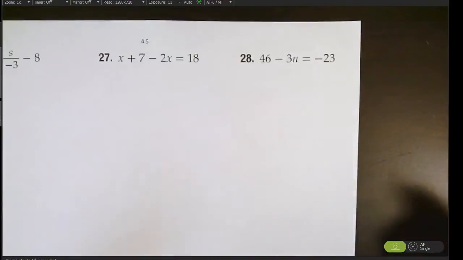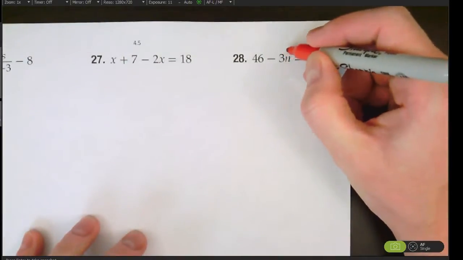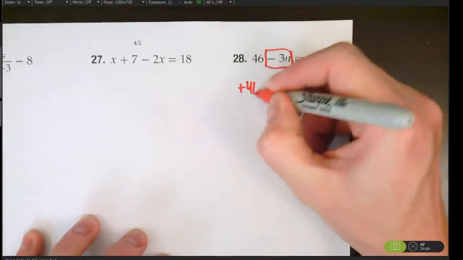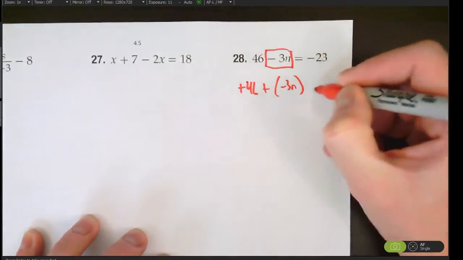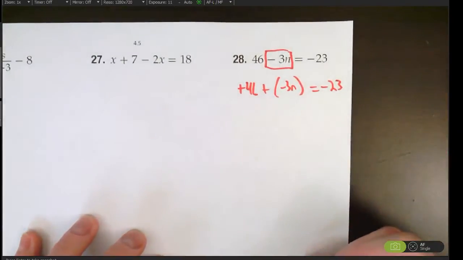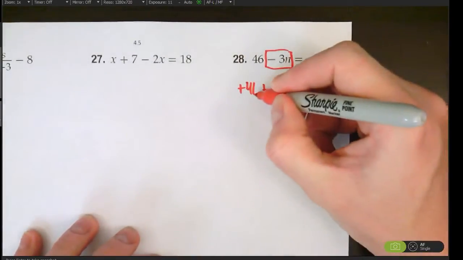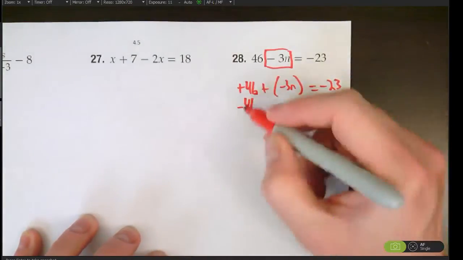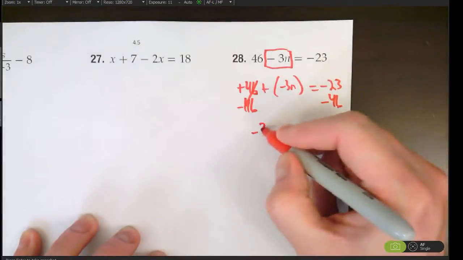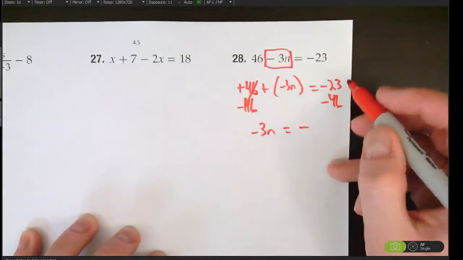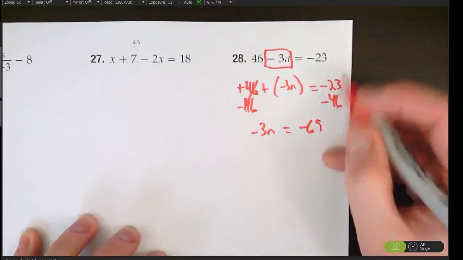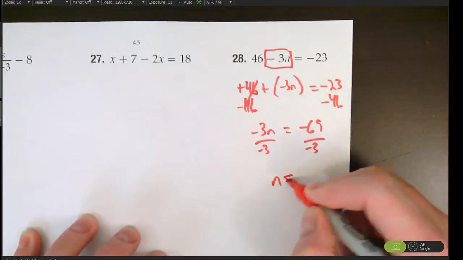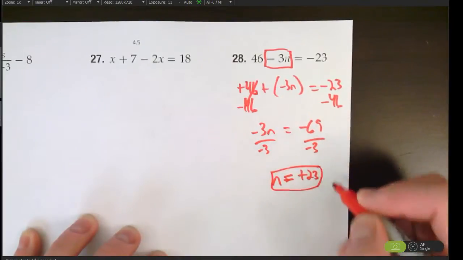So 28, again, our goal is to get the 3n by itself, but here's what we have to remember. That's minus 3n. So that really means a positive 46 plus a negative 3n equals -23. So what I have to do is I have to get rid of the positive 46. I'll do that by subtracting 46. Okay. So -3n equals negative, what, 69 when I subtract those two, and then divided by a -3, n equals positive 23.